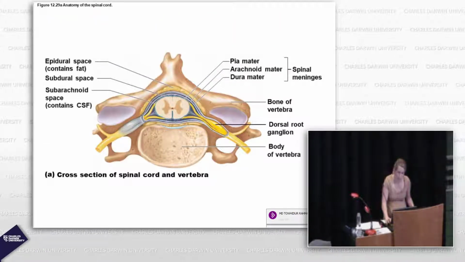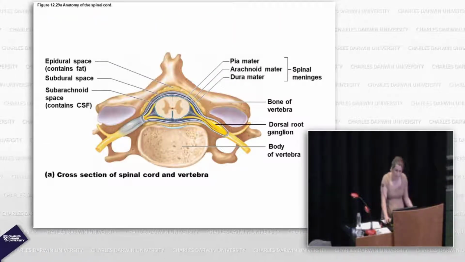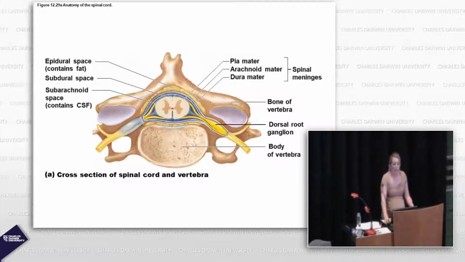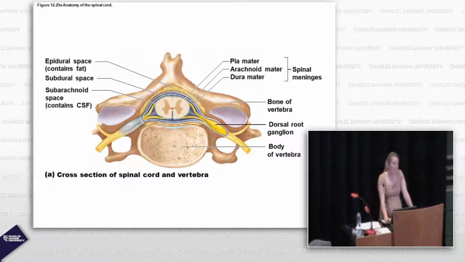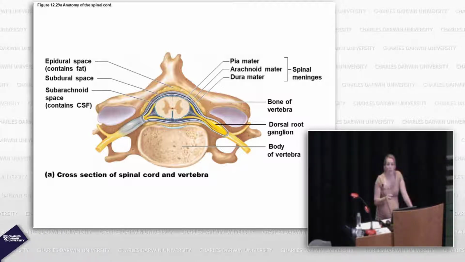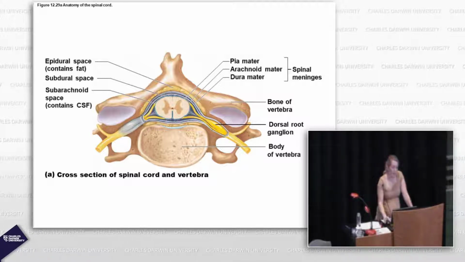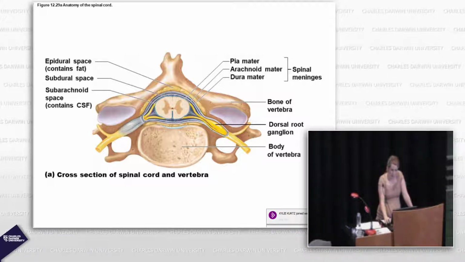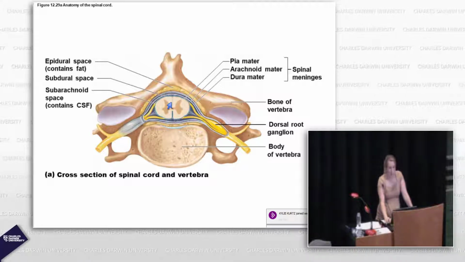Okay, so this is the cross-section, and I guess these are probably the most important structures that you need to know in the spinal cord. You can see here that fissure that we were just talking about, and the one on the back, the dorsal median sulcus, is not quite as obvious, but it's still there. I think it's better in the next picture too.